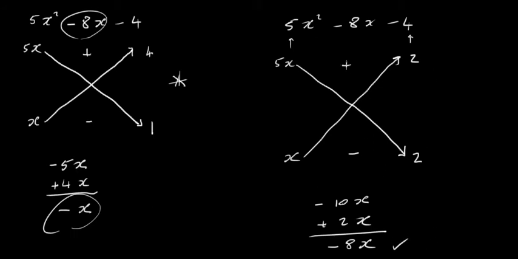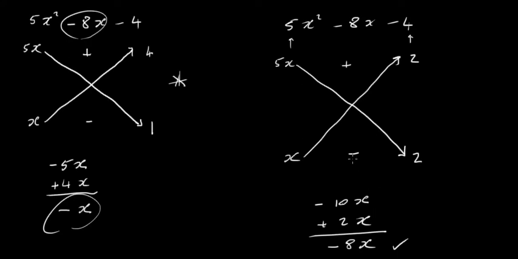Now, if you'd gotten the signs the wrong way around, if you had put a minus here and a plus here, when you did this procedure, you would have found that you would have gotten a plus 8x here. So you would have gotten the right number, but just the wrong sign.